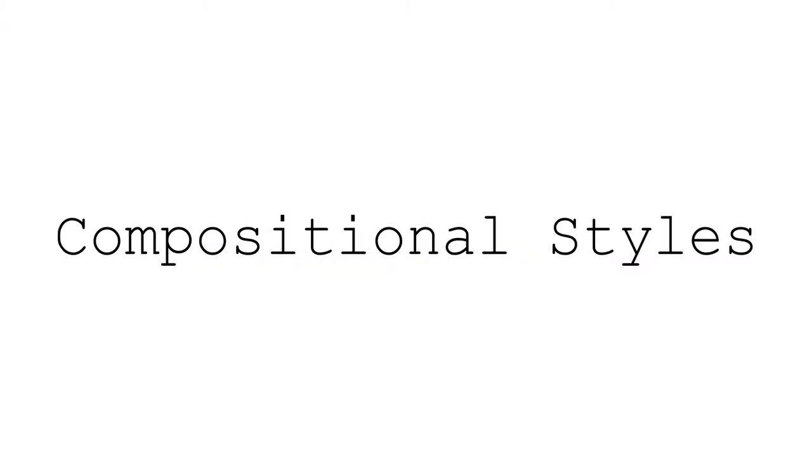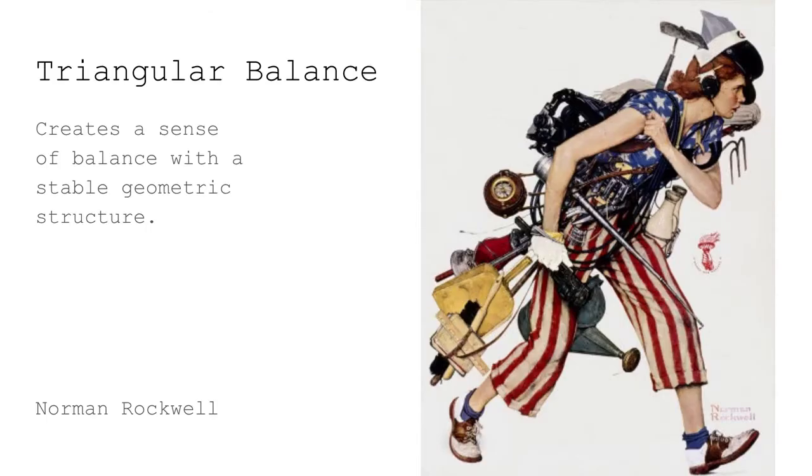So I'm going to talk about compositional styles and different ways that image makers can create a composition in an image. The first one is triangular balance. So this creates a sense of balance with a stable geometric structure. As you can see here, this image by Norman Rockwell, the way that the woman is standing, it creates almost a triangular shape. This image also has a sense of movement as she leans forward, and it creates this diagonal shape that then comes down from her head to her foot and then back.